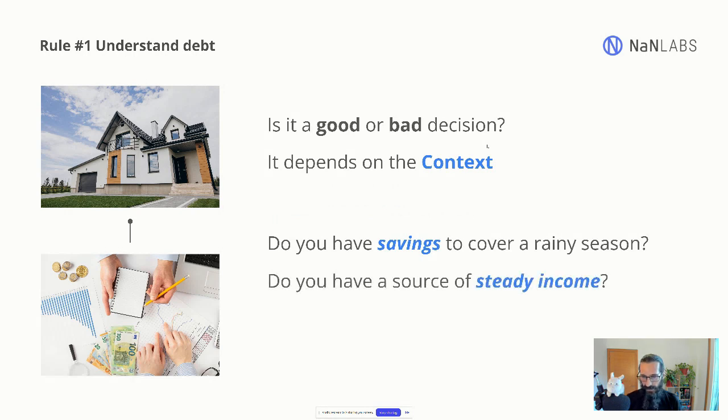Do you have a source of income? This is kind of to counteract the rainy season. If you have more than one source of income, even if one goes down, the other might cope with the load and it will just be fine, or you might get into the red. I don't know. It will depend.